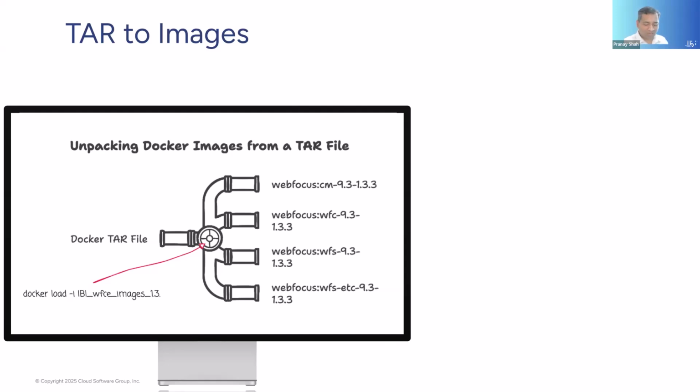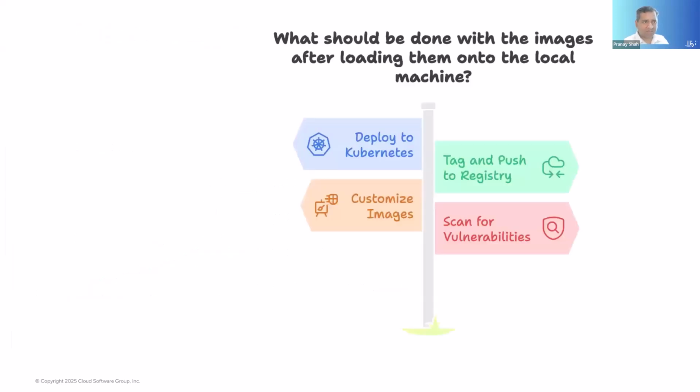So once you do that, you have Docker images, and then just business as usual. Now, the next question is, what should I do after I get these images? Of course, you can directly start deploying into your Kubernetes cluster. You can customize the images. You can tag and push it to your registry, which is most probably what you're going to do, where you're going to have your own internal image registry, or you could be using something that is provided but exclusive to your team.